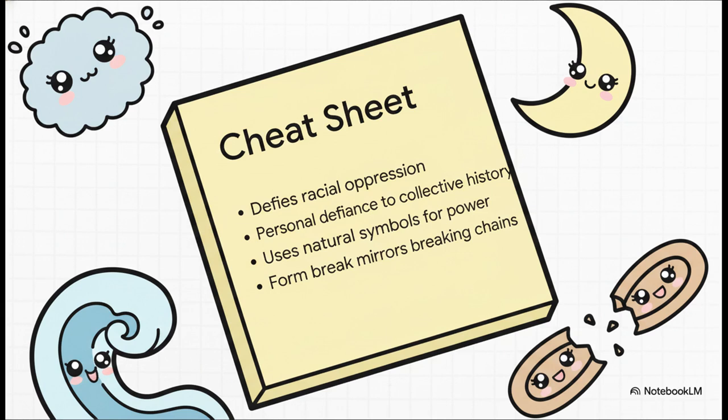Mention her brilliant use of natural imagery, like the dust, the moons, and the ocean, to prove that her power is inherent and natural. And definitely don't forget the graphology. Explain how breaking out of that four-line stanza form perfectly mirrors the breaking of historical chains.